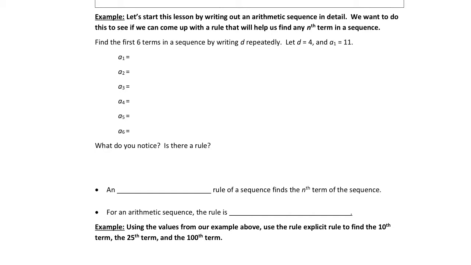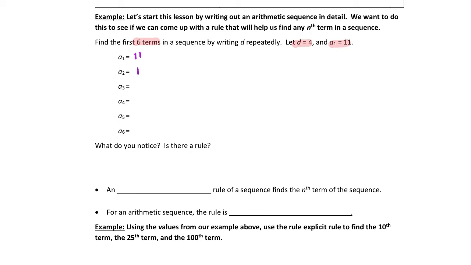We are going to start this lesson by writing out an arithmetic sequence in detail. We want to do this to see if we can come up with a rule that will help us find any nth term in a sequence. So the directions say here to find the first 6 terms in a sequence by writing d repeatedly. So let d equal 4 and the first term equal 11. The first term, it just says in the directions that a of 1 equals 11.